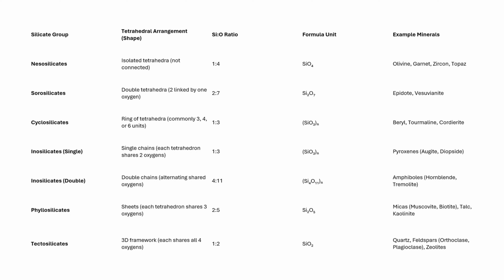But so here is what I want you to remember. Firstly, the silicate group is classified based on how their SiO4 tetrahedra are arranged. And as we go from isolated tetrahedra to full 3D frameworks, the silicon to oxygen ratio changes. And finally, the more connected the tetrahedra, the more stable and common the structure tends to be in nature. So, like quartz, for example, when it becomes 3D, you see more quartz in nature.